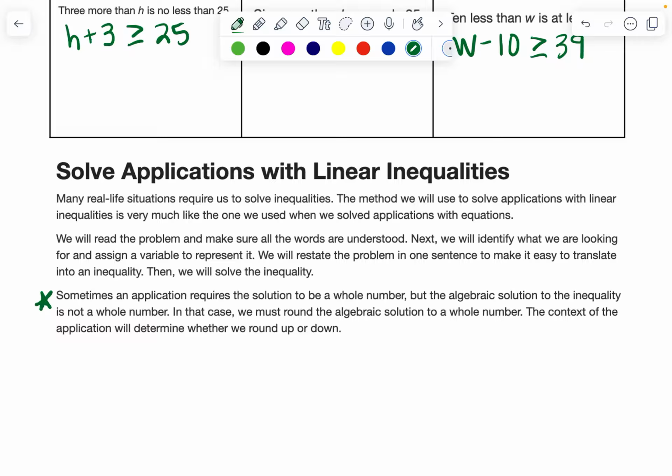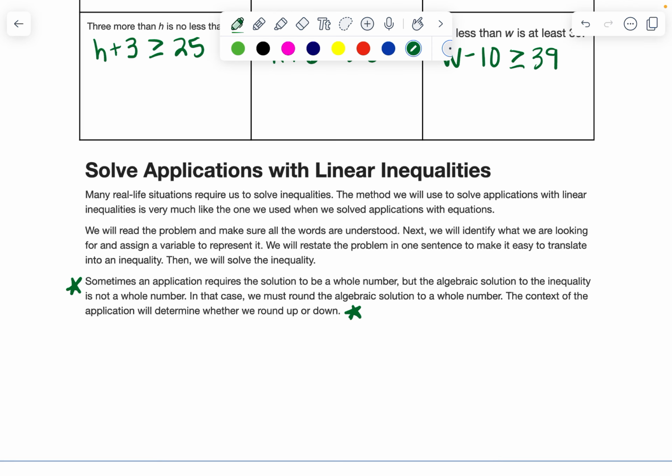This part here is important. Sometimes an application requires a solution to be a whole number, but the algebraic solution to the inequality is not a whole number. In that case, we must round the algebraic solution to a whole number. The context of the application will determine whether we round up or down. So for most of these, we will not have a decimal as an answer. We need a whole number. We'll deal with that when we get to it.